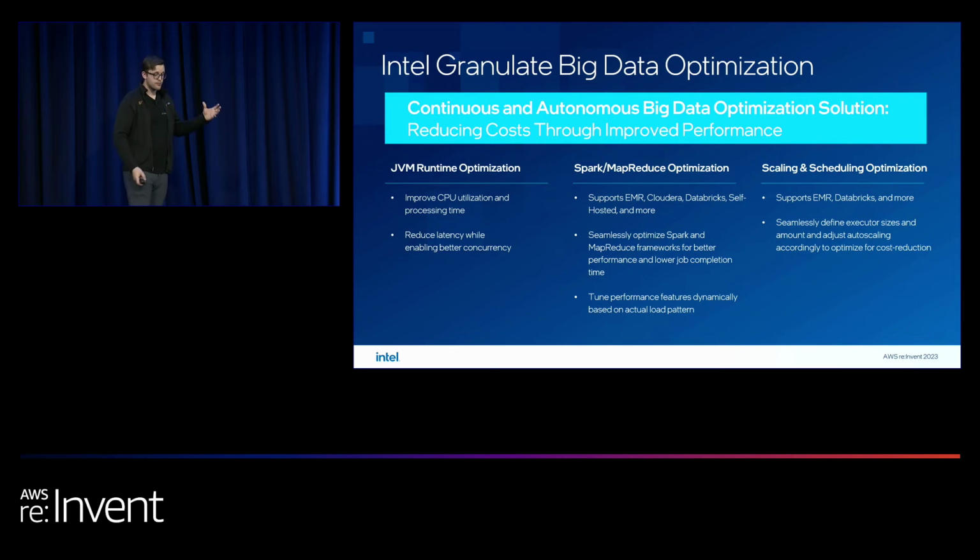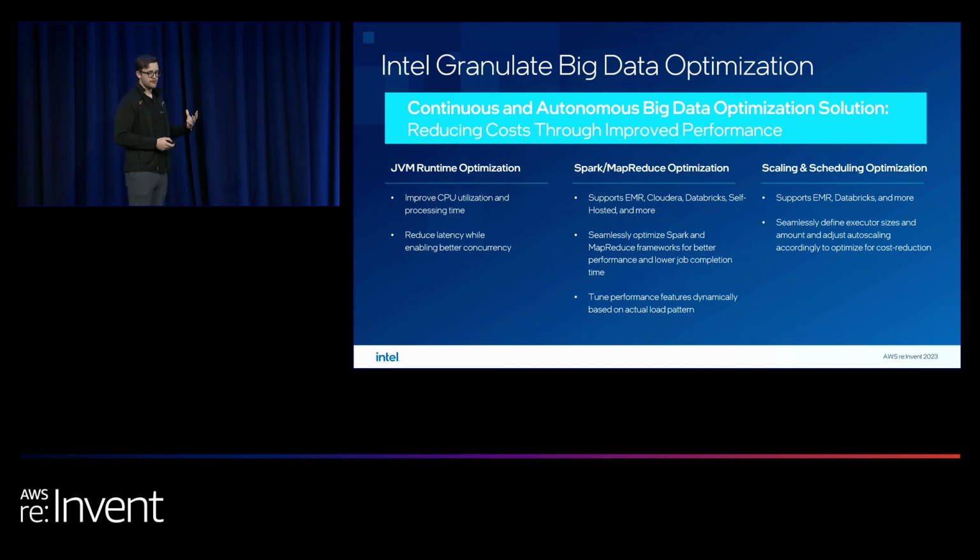And here's a little bit more detail about how exactly that may look within the big data space. We have here on the far left JVM runtime optimization. Those are where those runtime improvements come into play. And our customers very commonly see job completion time improvements from that, where we optimize things like garbage collector, JIT compiler, memory arenas, compression library optimization.